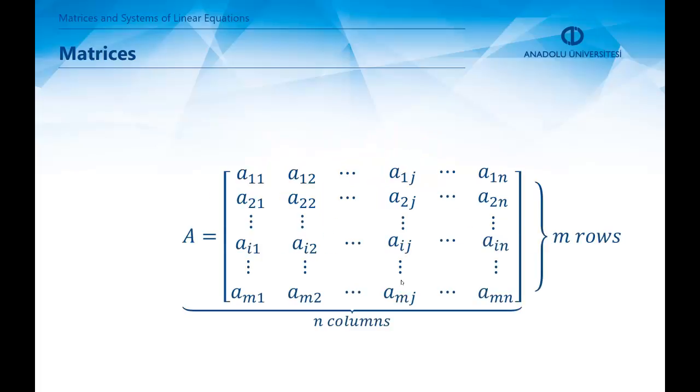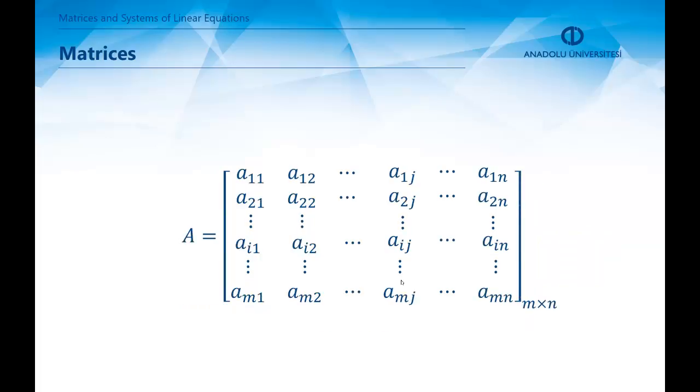So a matrix which has m rows and n columns is denoted by this rectangular array of numbers A11, A12, A1n, A21, A22, A2n, and so on and so forth. So the last row is Am1, Am2, and Amn. So this is called an m by n matrix.